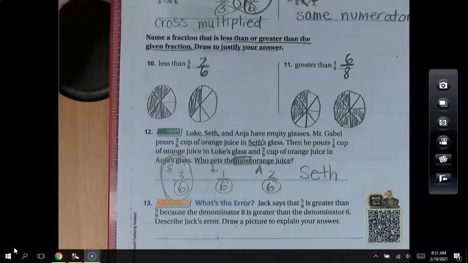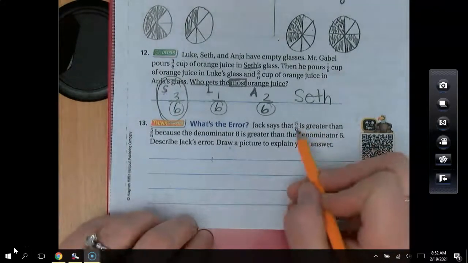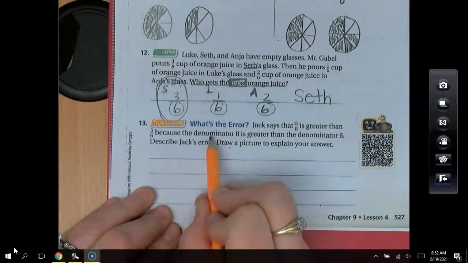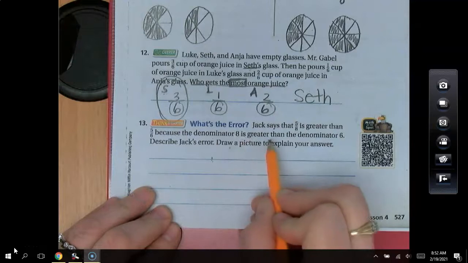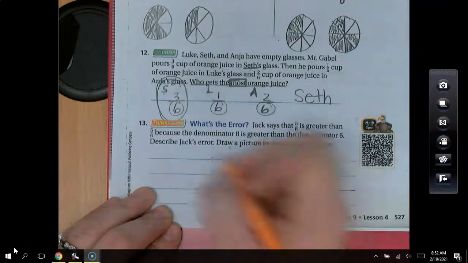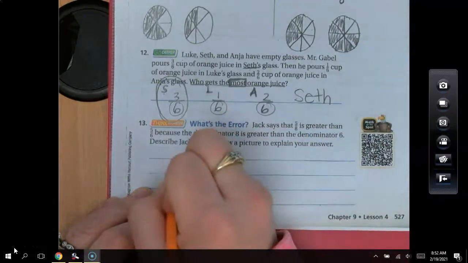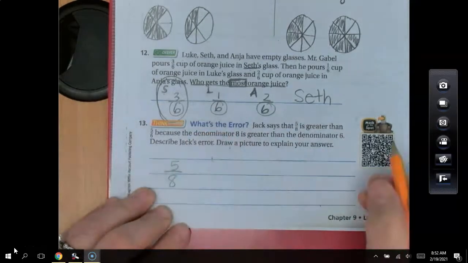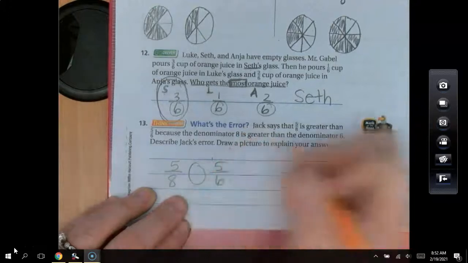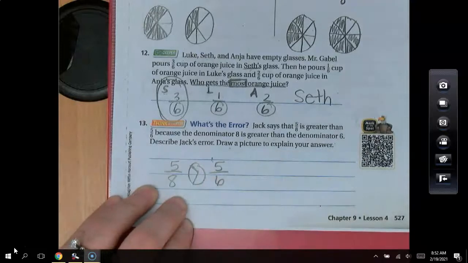Okay, let's look at 13. 13 says, Jack says that 5/8 is greater than 5/6 because the denominator 8 is greater than the denominator 6. Well, let's think about this. So let's rewrite what they're saying. Jack says that 5/8 is greater than 5/6. Okay? So he's saying that 5/8 is greater than 5/6.